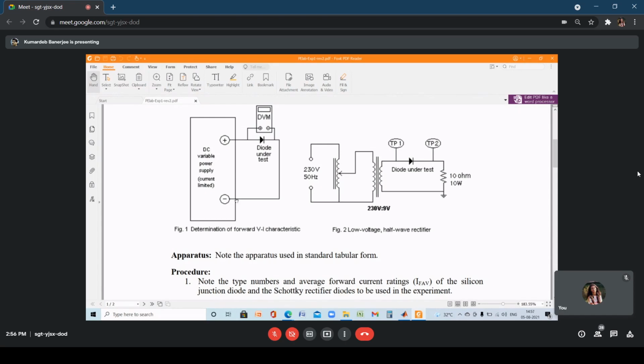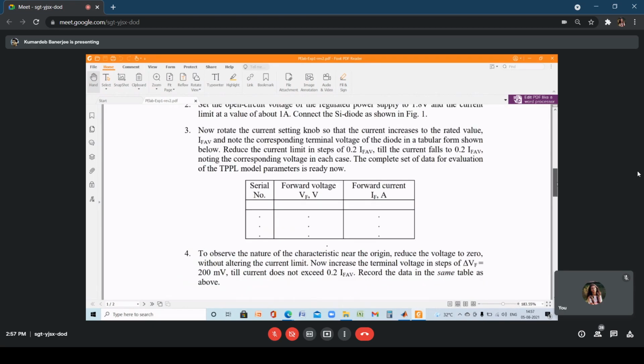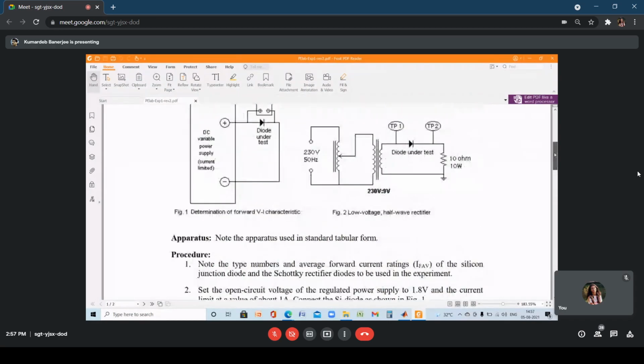So that means for 1 ampere current, I can read. So you have to record it in a tabular form. It's given over here. So what is the forward voltage drop across the diode for a particular forward current? So for 1 ampere current, what is the voltage drop? Okay. So now what we'll do, you will proceed.